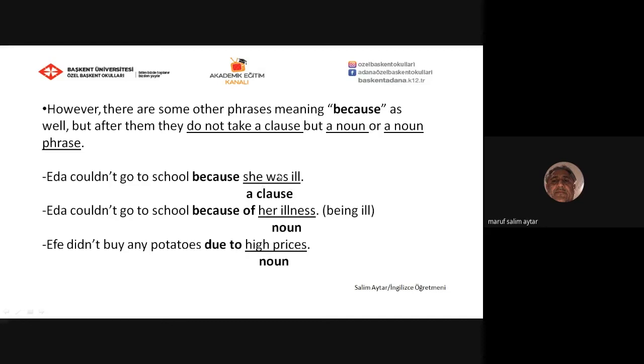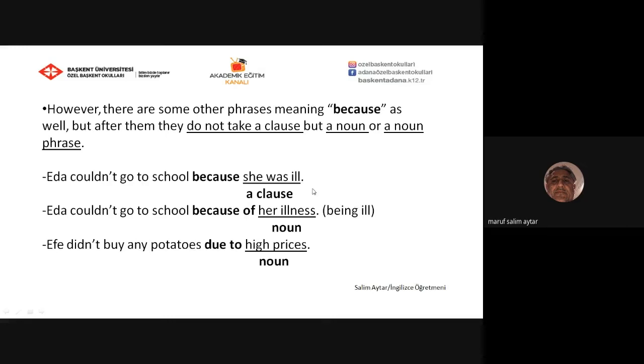Now, we can build the same sentence, this time using because of. And mind you, after because of, we need to use a noun. So, Eda couldn't go to school because of her illness. Illness is a noun. By putting the suffix -ness to the end of ill, we make it into a noun. So because of her illness. Or we could also say because of her being ill or because of being ill.